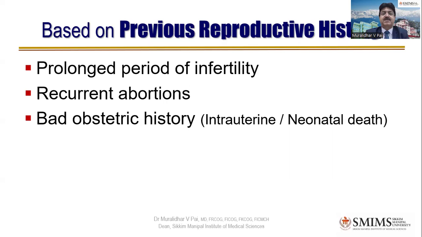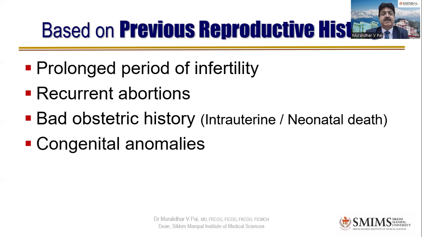So it could be intrauterine problems like abortion, IUD, and other things, or neonatal death also. The death occurring within 7 days is called perinatal death, and after 28 days, of course, it is neonatal death, whereas obstetrics is responsible for the death of the fetus. So that's why it becomes a bad obstetric history.